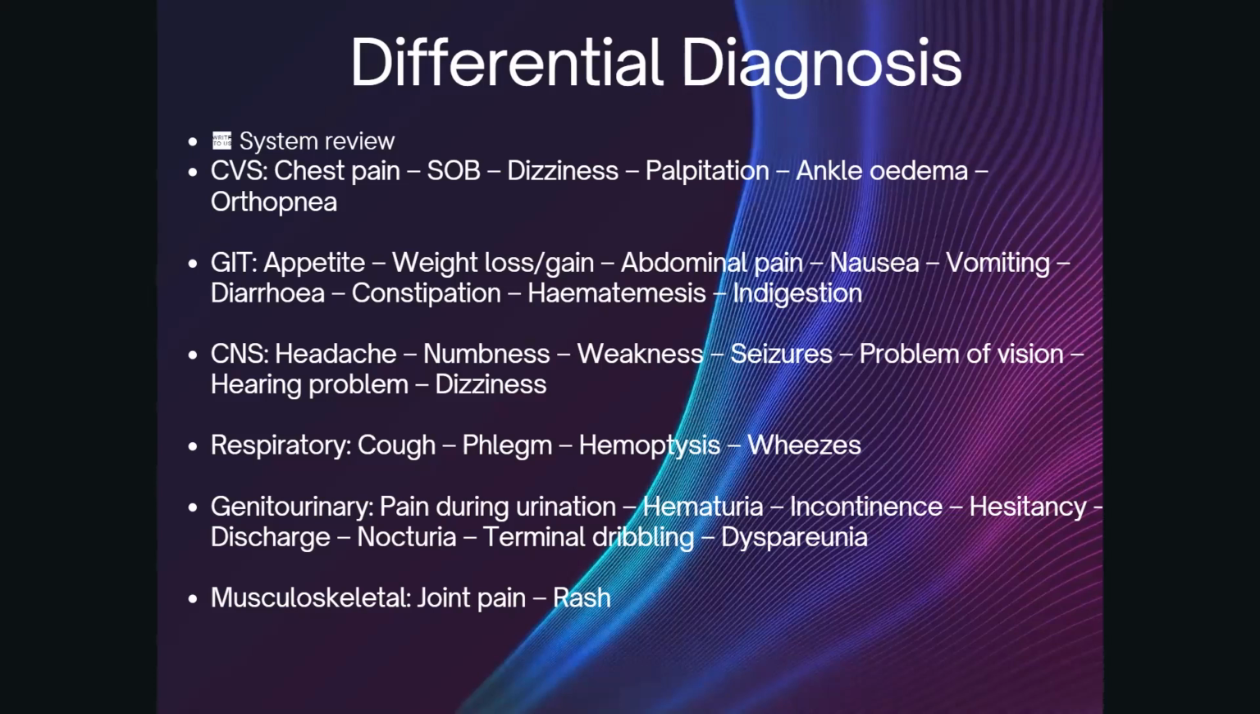Musculoskeletal as well: joint pain and rash. All of these symptoms can be part of a system review, so you can relate them to each other, which is very, very important.